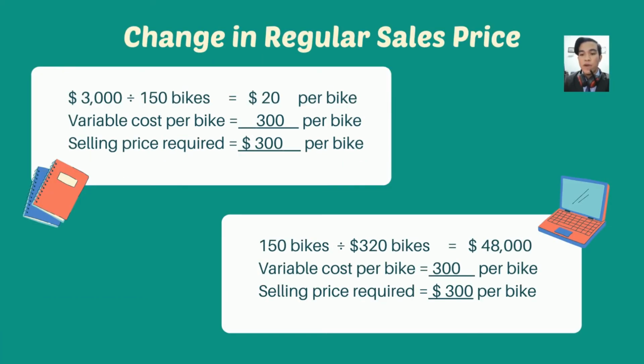If we desire a profit of $3,000 on the sale of 150 bikes, we must have a profit of $20 per bike. The variable expenses associated with each bike are $300. So we would quote a selling price of $320. You can see the proof of the quote in the blue schedule.